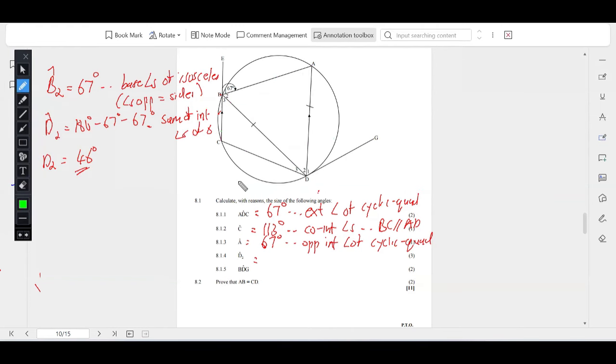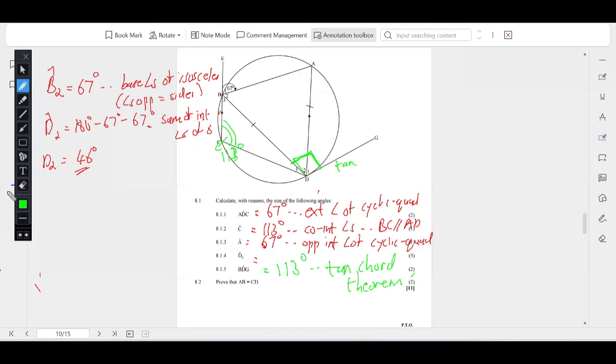So 46 degrees. When it comes to this BDG, BDG is all of this. If we check here, this is a tangent, and this is a chord. If you look at this whole angle in reference to C, we can tell that this is the tan-chord theorem: an angle between the tangent and the chord is equal to the angle in the alternate segment. For angle C we found 113 degrees, so BDG would also be 113 degrees, and our reason would be the tan-chord theorem.